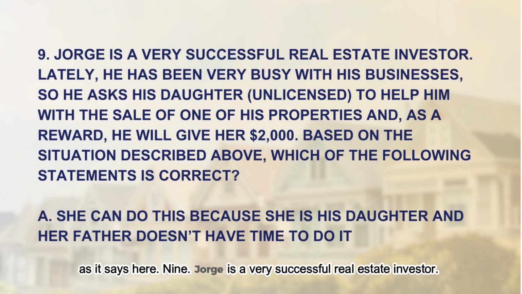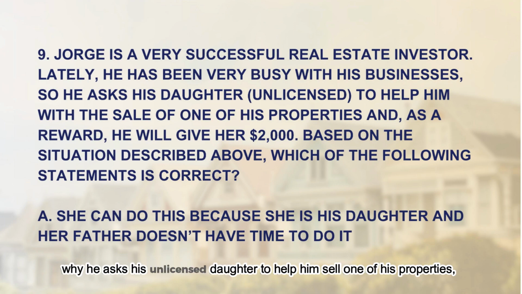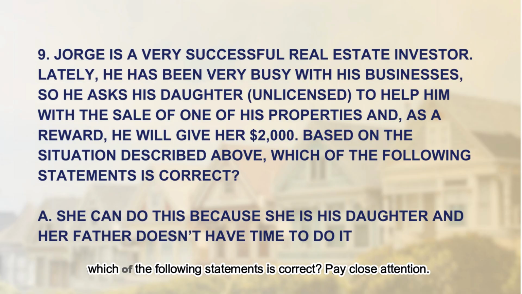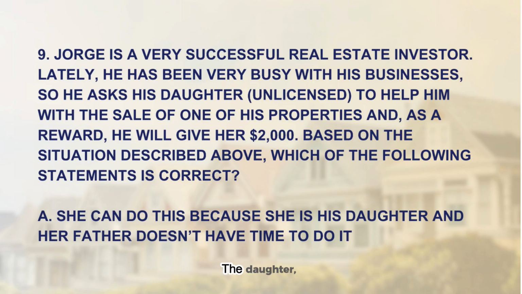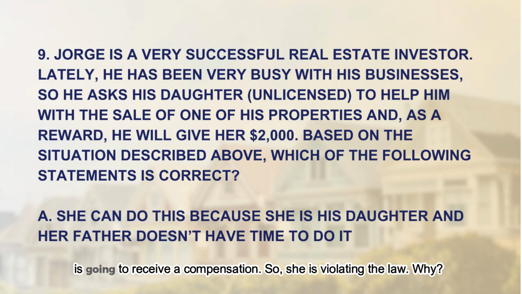9. Jorge is a very successful real estate investor. Lately, he has been very busy with his businesses. That's why he asks his unlicensed daughter to help him sell one of his properties, and as a reward, he will give her $2,000. Based on this situation, which of the following statements is correct? Pay close attention. The daughter, who is the one going to sell the property and does not have a license, is going to receive a $2,000 compensation. So, she is violating the law.